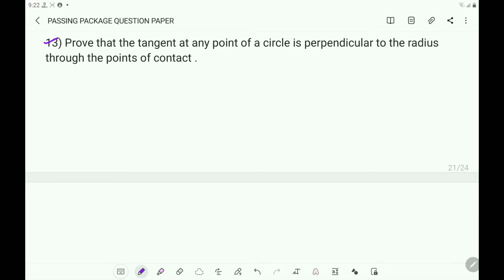Then the next question, number 13. Prove that the tangent at any point of a circle is perpendicular to the radius through the point of contact. This is a theorem from the circle chapter, and you can learn this theorem by using the video lessons of the circle chapter. In the circle chapter, this theorem is proved in the video lesson. So the link will be given in the description box. Use that link and try to learn the proof of this theorem.